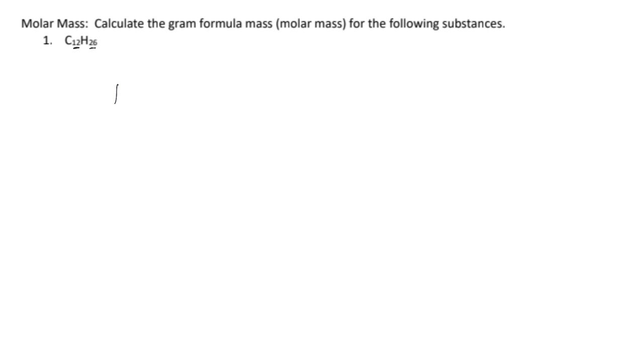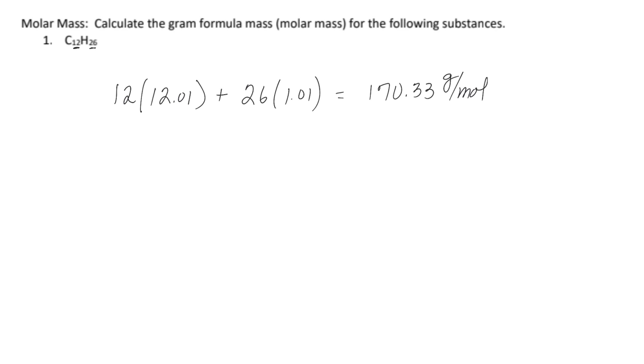So the molar mass of this would be 12. I look on my periodic table. Carbon is 12.01, so I multiply those together. I have 26 hydrogens. Molar mass of hydrogen is 1.01. I hit it all into a calculator, and I get 170.33, and the unit is grams per mole. Be careful. I would hit the molar mass in twice when you're taking a test to make sure you get the correct molar mass, and make sure that you're not making silly mistakes.